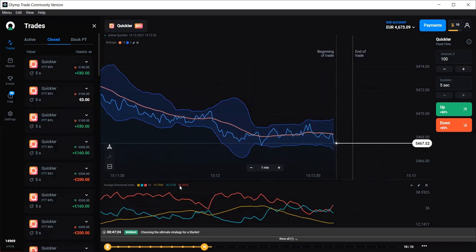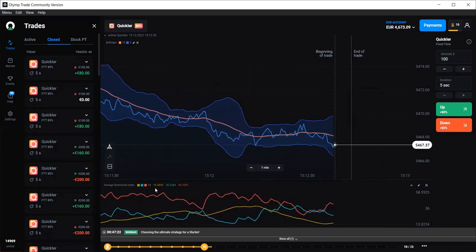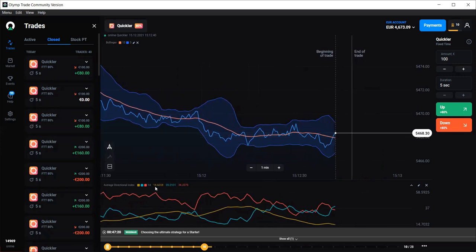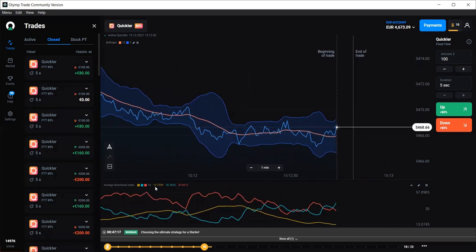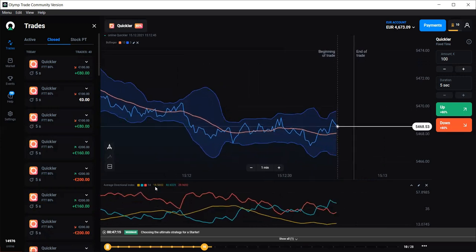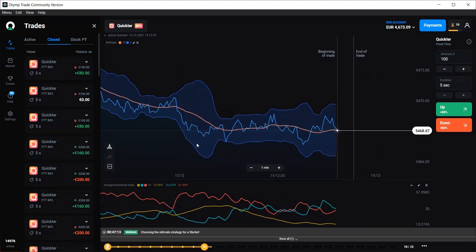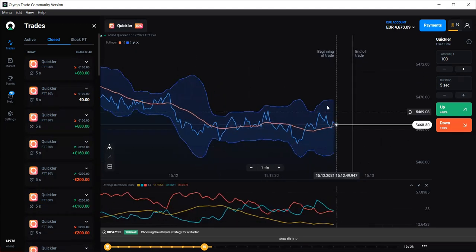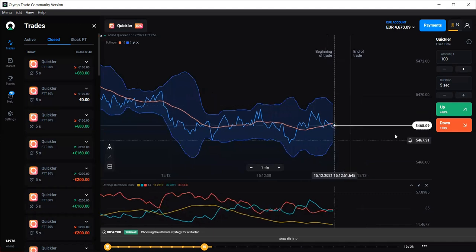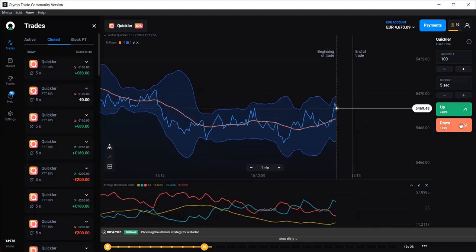Let's see. You can just confirm here by looking at this number here. Right now it's about 13. And yes, okay. As soon as I reach my next resistance or support, I'm going to buy or sell. Okay, I'm selling.